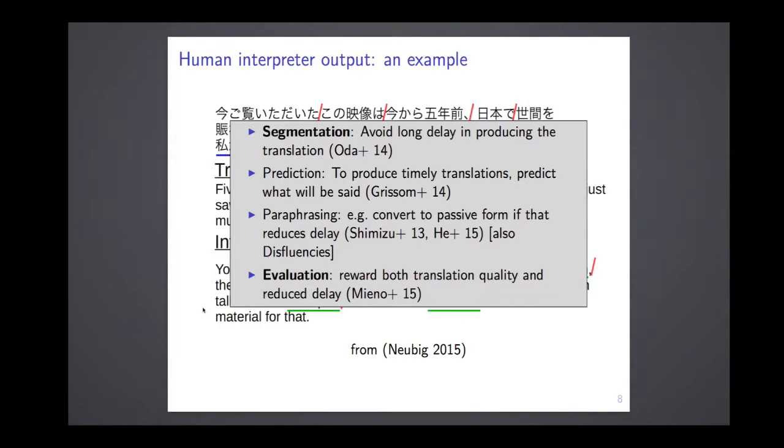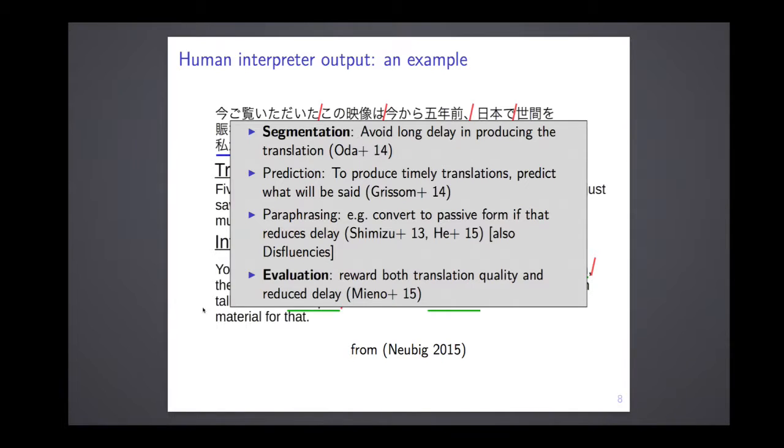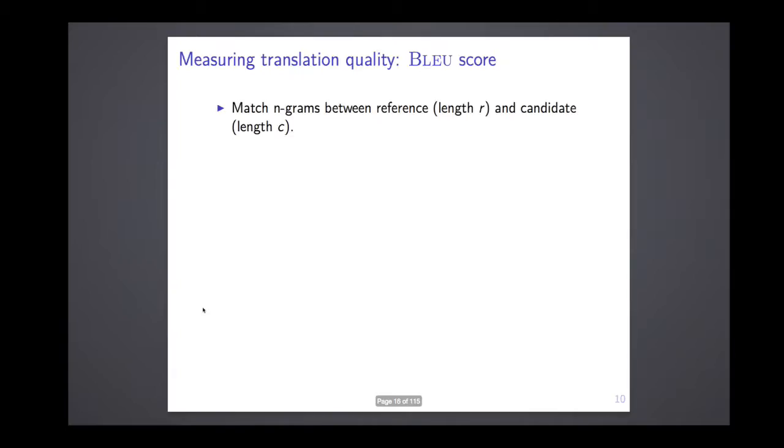Finally, there is a question of evaluation. It's not just about translation quality anymore. You also have something else now. You have to produce the translation in a timely fashion, so you can't wait too long. So you'll have these two different dimensions. The two bold-faced things are what I'm going to talk about. I'm not going to talk about prediction or paraphrasing. I think it's fascinating, but we haven't any results on it yet.